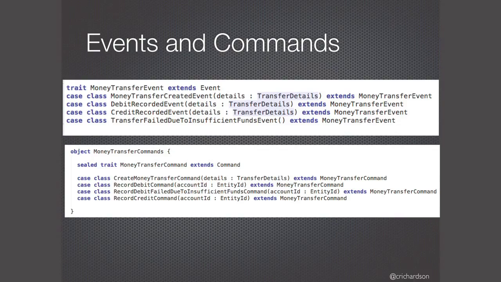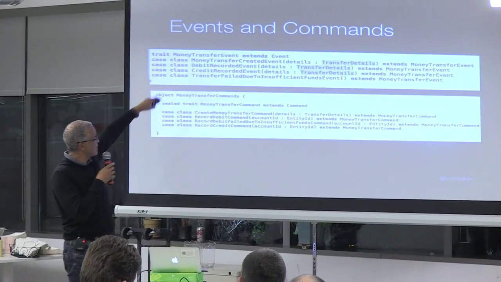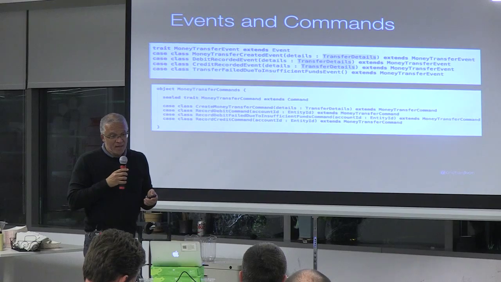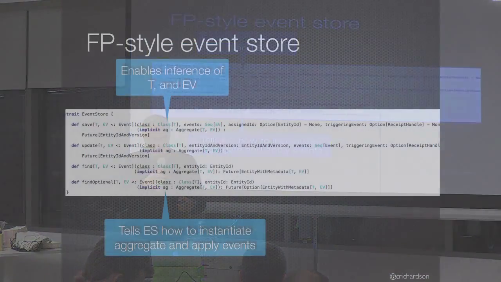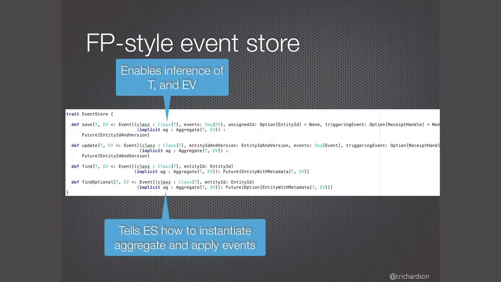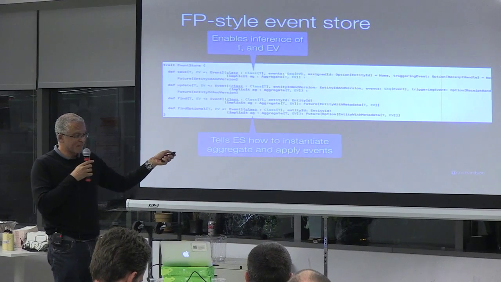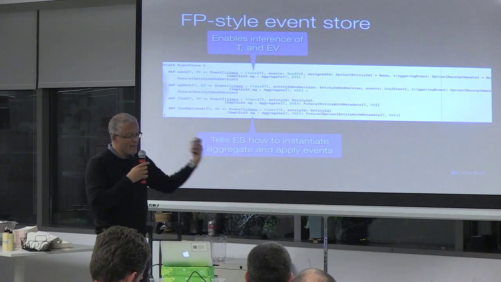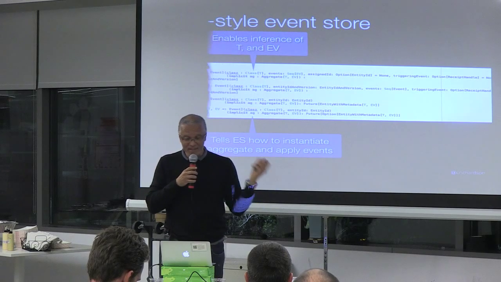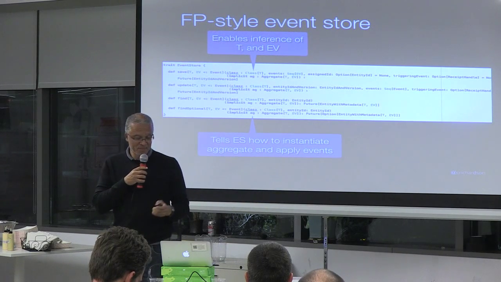So then, here are the events. They all extend a money transfer event. Here are the commands and so on. And then the actual event store: the method names are the same, but the signatures are different, because it needs to take the implicit aggregate that tells it how to instantiate an aggregate and how to actually apply events.